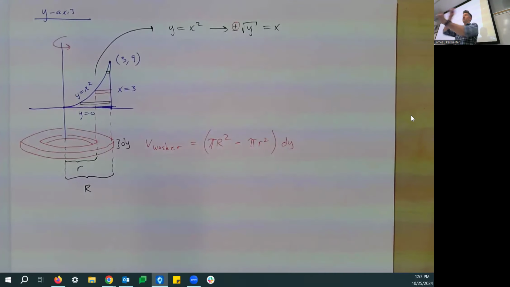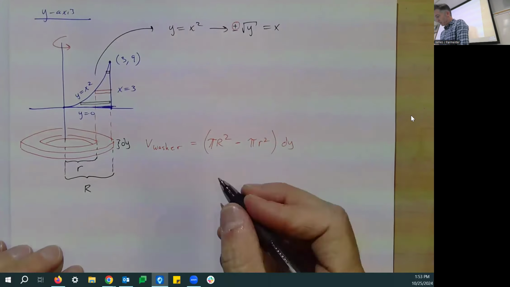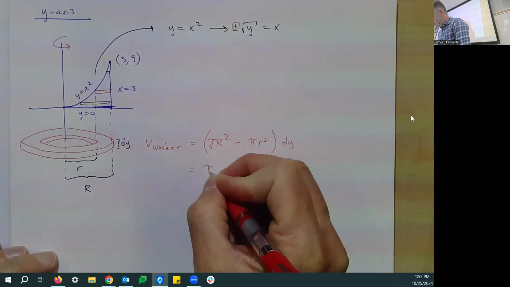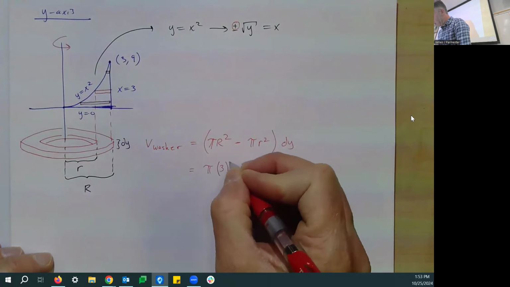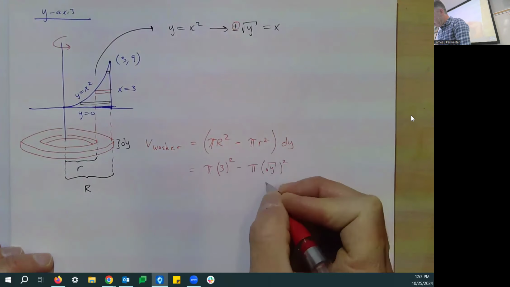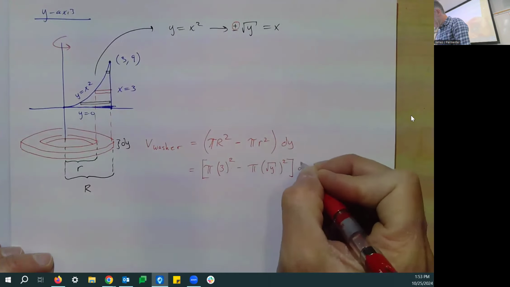Be careful though. Sometimes it's the other side, the negative part. So just make sure you're looking. That's why you should graph it. Graph it, graph it, graph it. So then this is going to be pi times the larger radius squared minus pi times the smaller radius squared, all times dy.